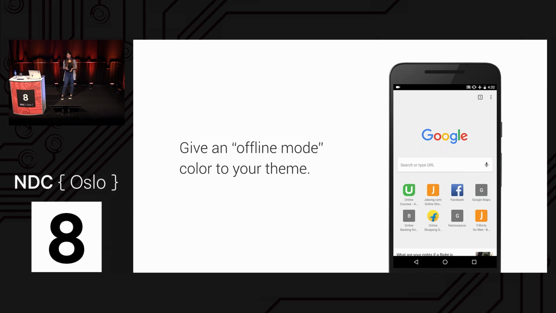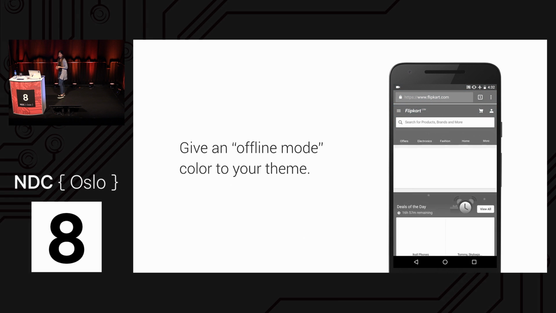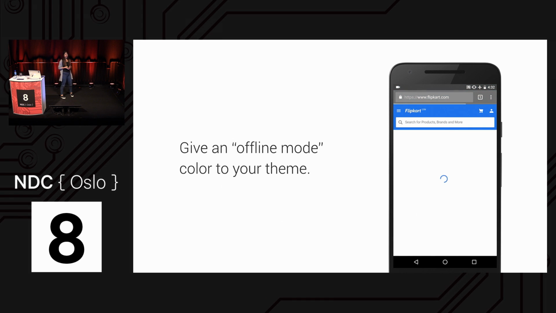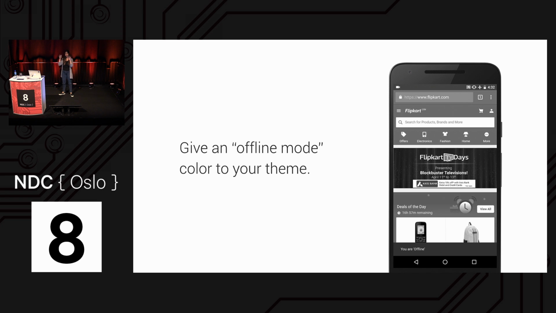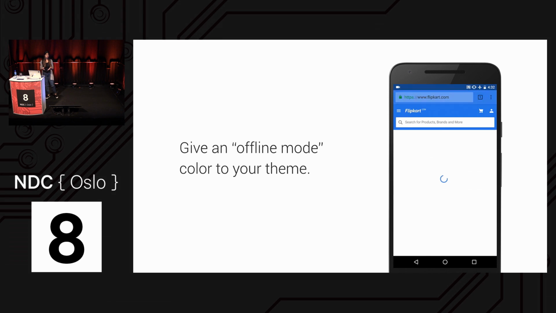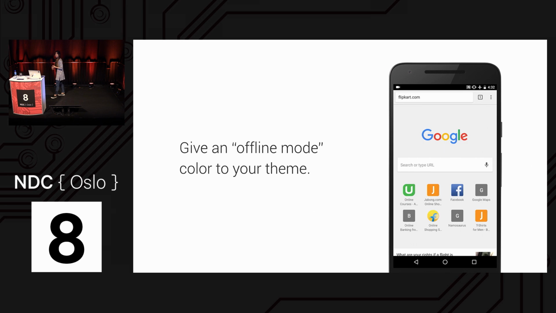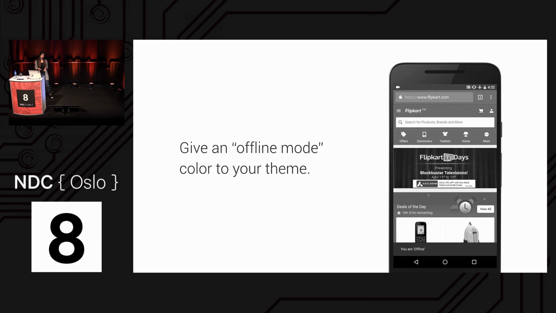You could also give an offline mode to your theme. So we talked about the theme color. It's great if you could add an offline theme color. So in this example, Flipkart, everything blue turns to gray when it's offline. So it's just a beautiful way to show the user that it's offline with only color. So an app that lessens the impact of a network failure will feel magical to the user.